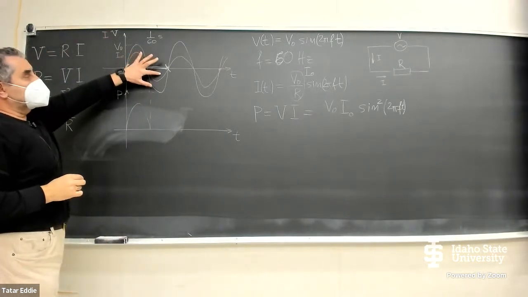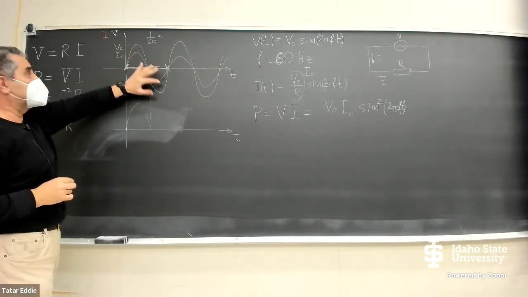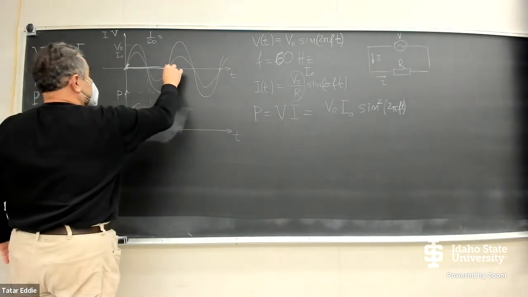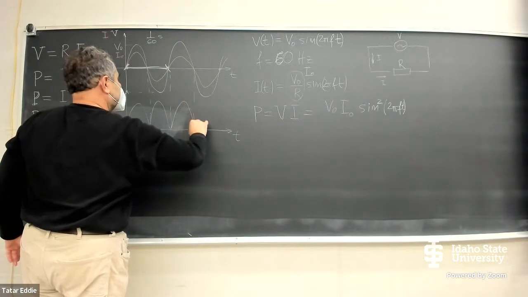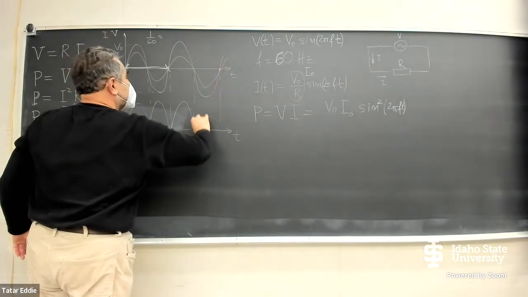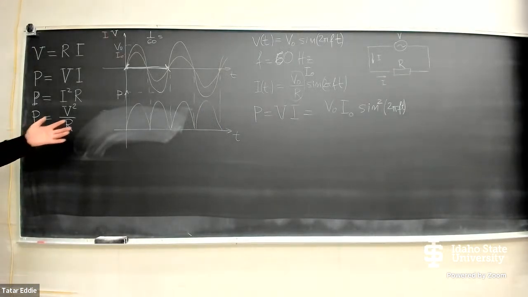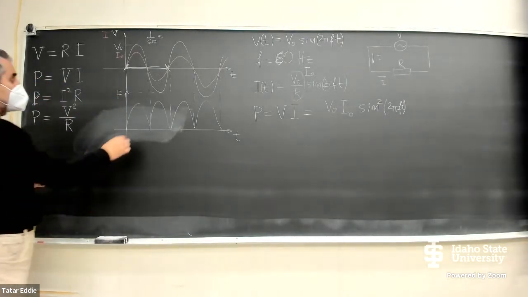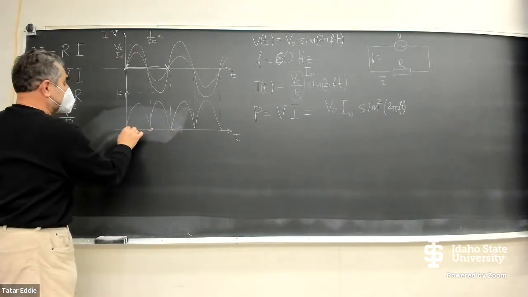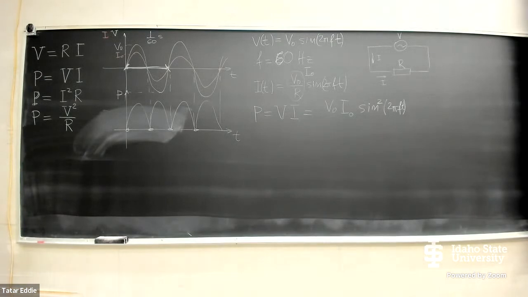Now, when the current is in negative direction and the voltage is also negative, their product is still going to be positive. So the power is going to oscillate like this. The power consumption in your circuit is just going to be like this. So you see that this circuit consumes power all the time, but there are moments of time like this one and this one and this one and this one when the power consumption becomes zero.